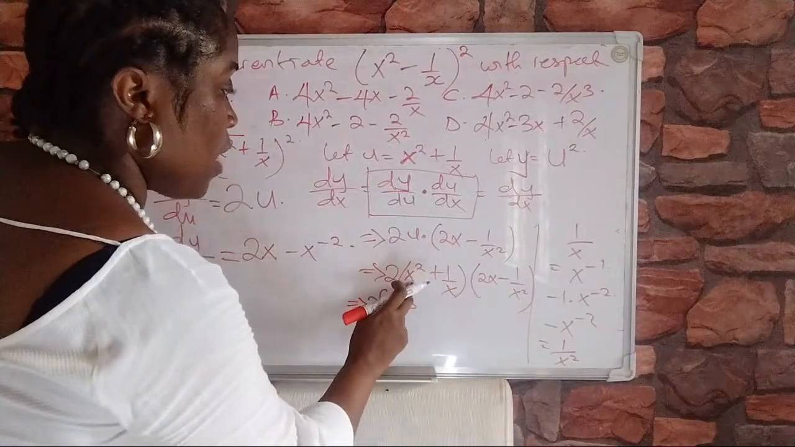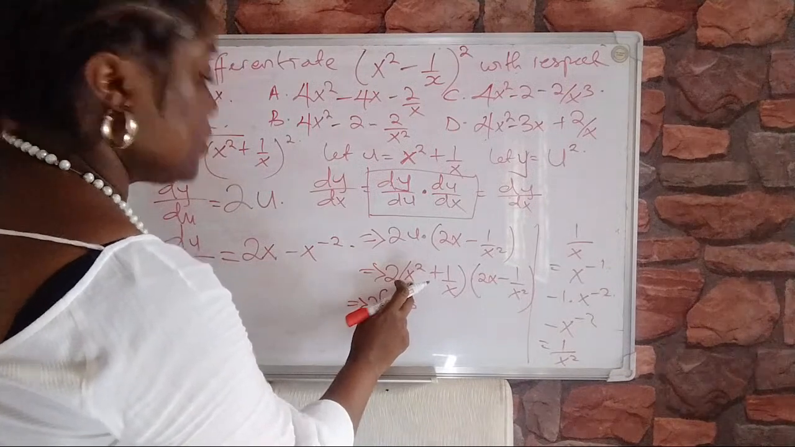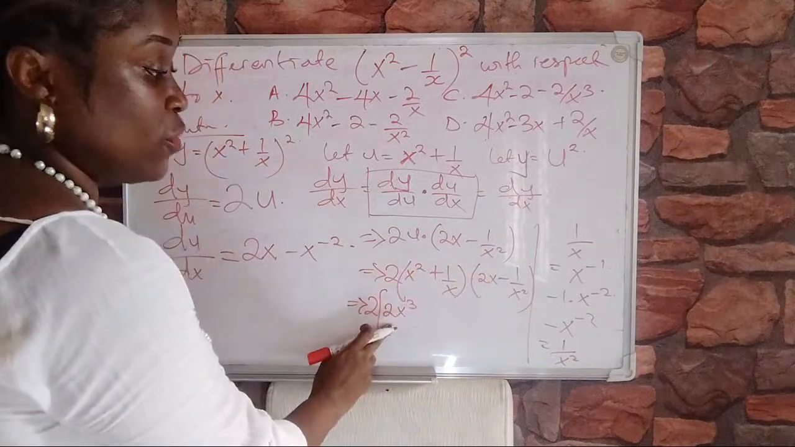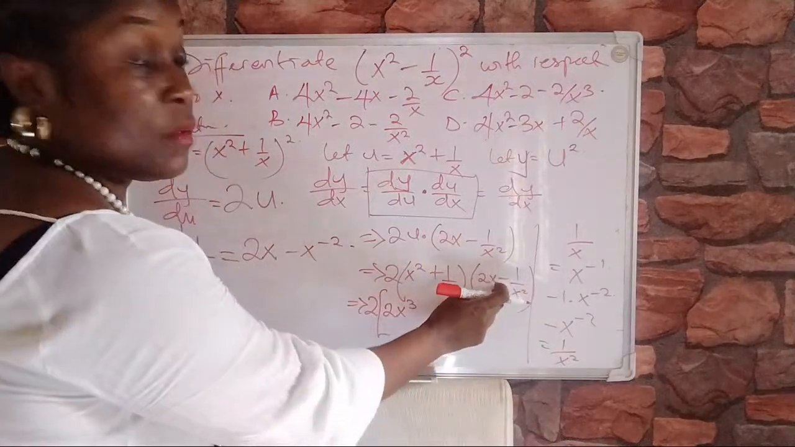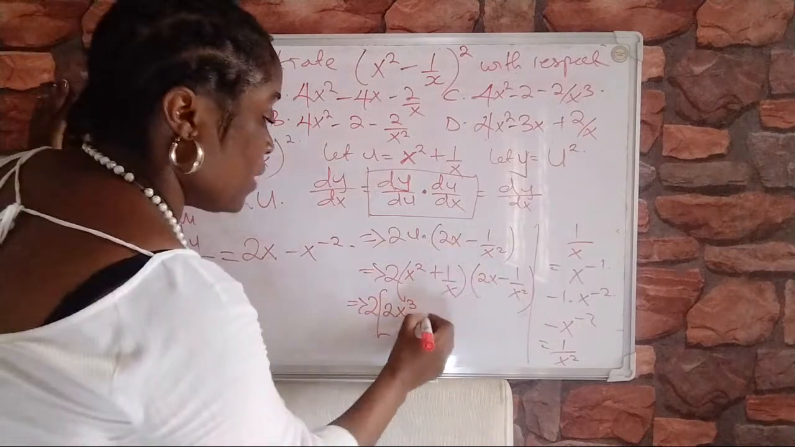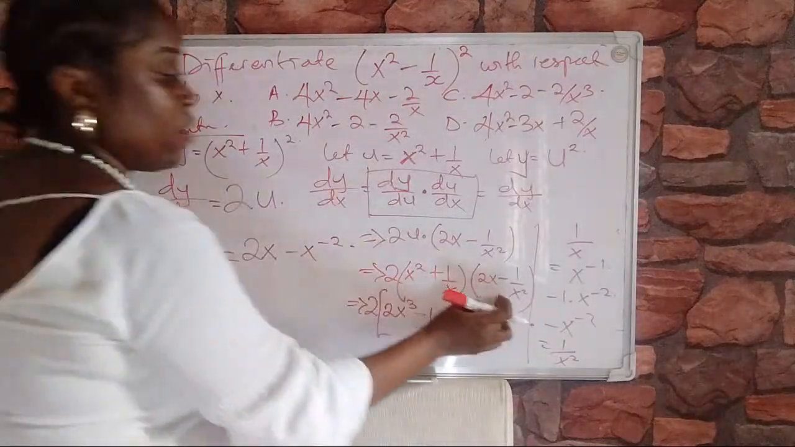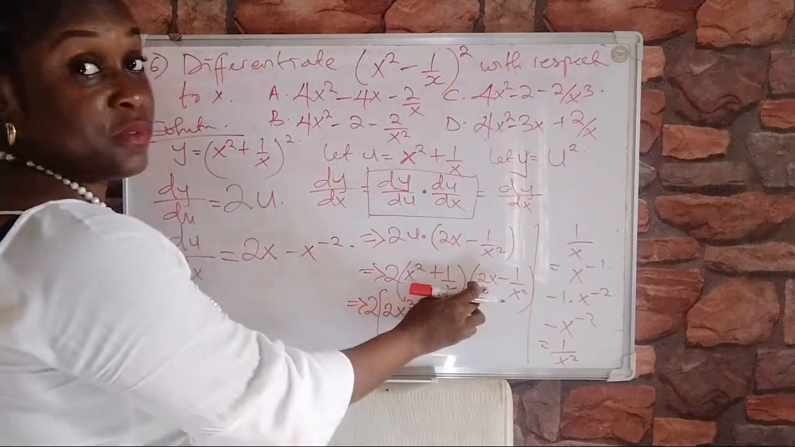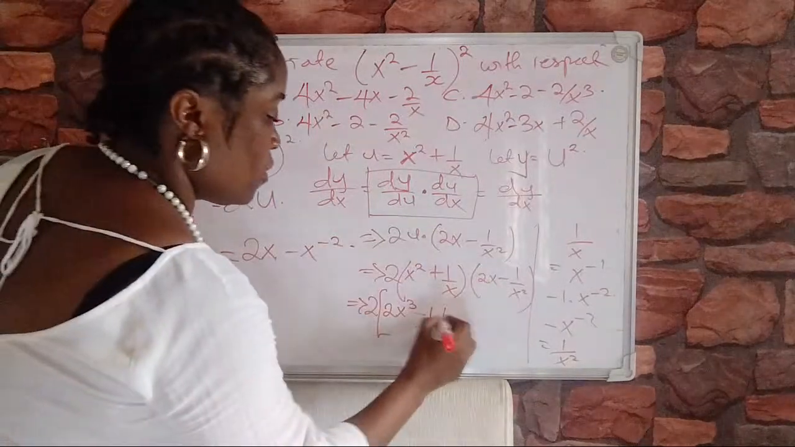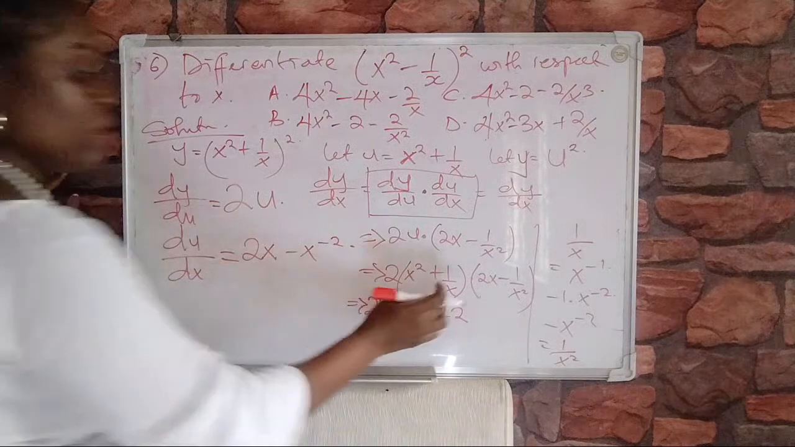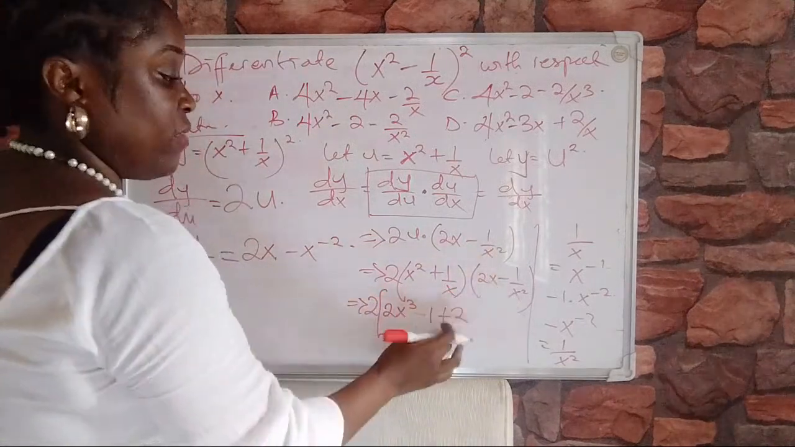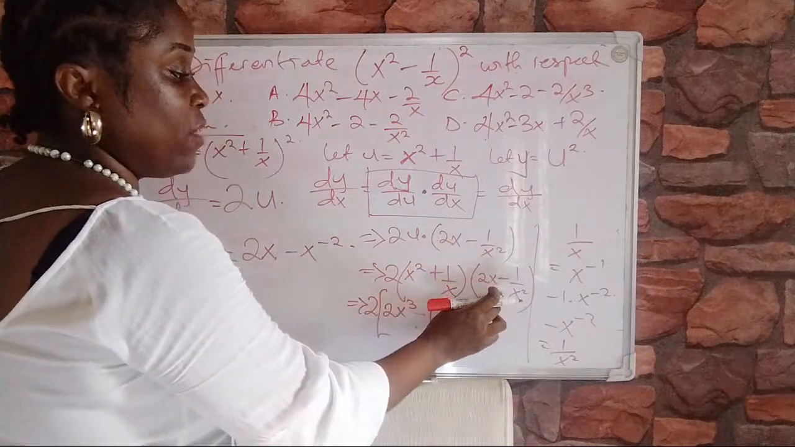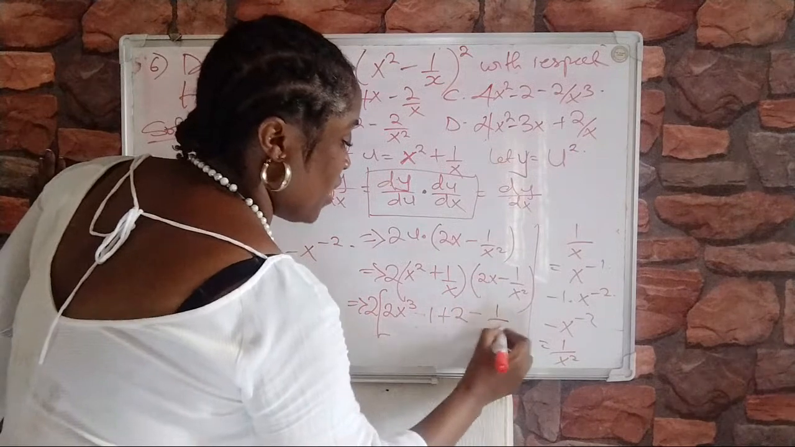So x squared times 2x gives you 2x cubed. x squared times minus 1 over x squared gives us minus 1, because x squared over x squared gives us 1 with a minus sign. 1 over x times 2x gives us 2, because the x cancels out. 1 over x times minus 1 over x squared gives us minus 1 over x cubed.